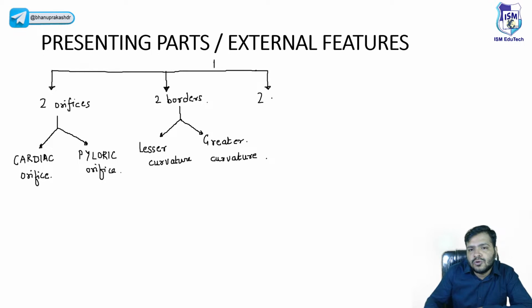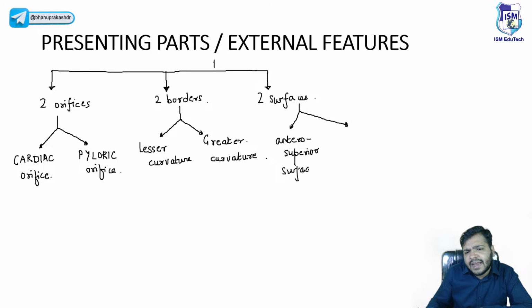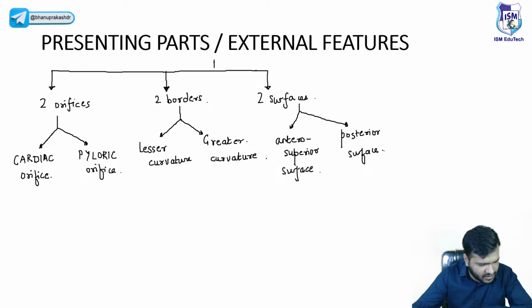We have two surfaces, and remember, the two surfaces are the antero superior surface. It is one word, so just write it. In some books it is written as the anterior surface also, so no need to worry. And we have the posterior surface. We will discuss each part in detail. No need to worry, guys.